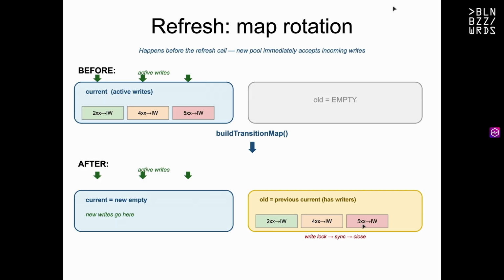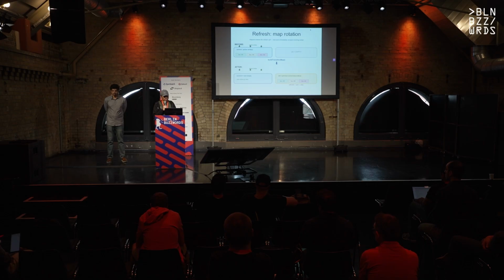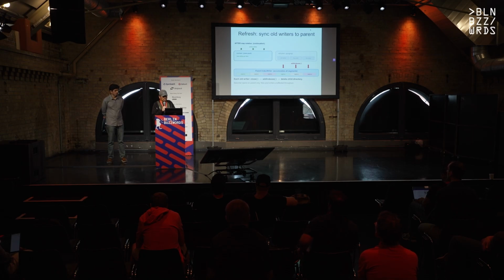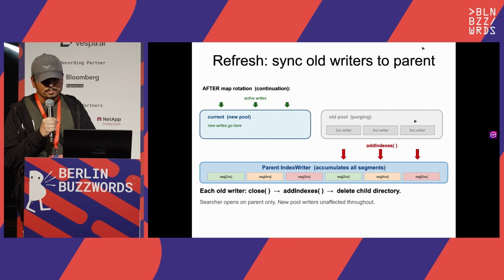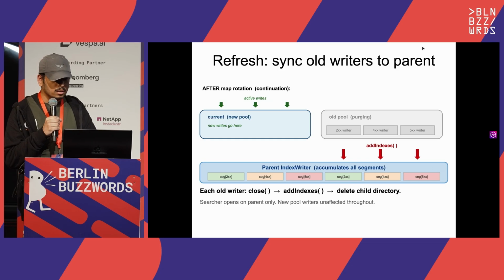The next step is how we sync these documents to the parent writer, so that searchers can see them. With the map being rotated, the old writers are frozen and ready to be drained into the parent writer. The way we do that is that each writer in the old map is processed sequentially.